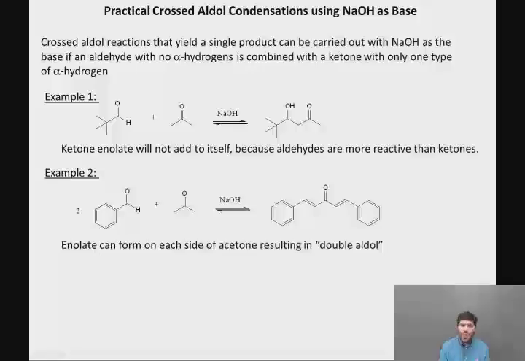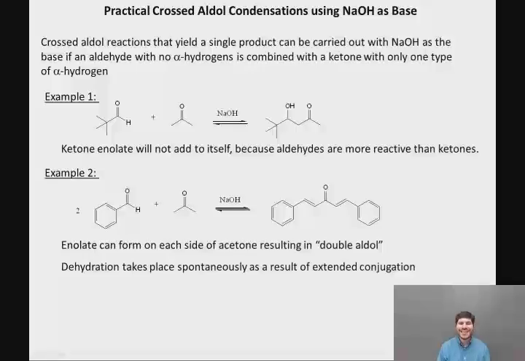So if you use 2 equivalents of aldehyde plus acetone, you get a double aldol. An aldol happens on each side. And in this case, dehydration takes place spontaneously, even at room temperature, because of the extended conjugation that is generated in this molecule. Okay, so that's your lesson on the crossed aldol condensation. We've got one more lesson on aldols where we will consider the intramolecular aldol condensation.